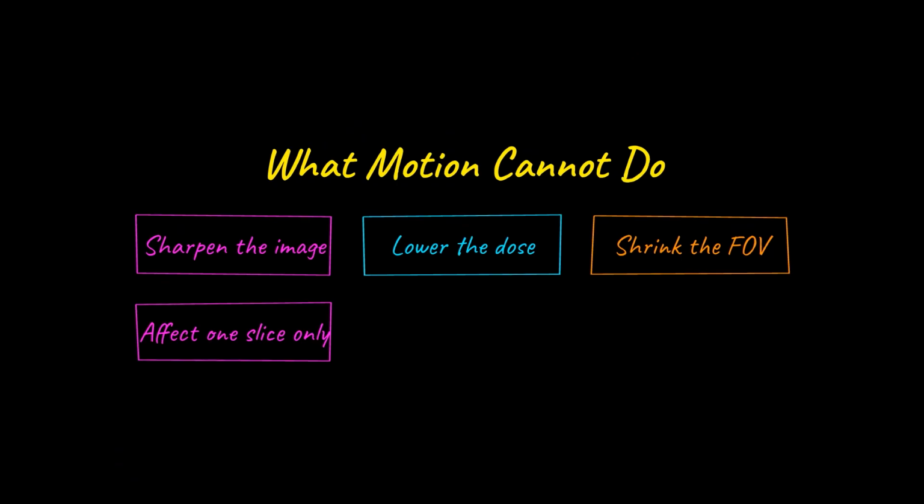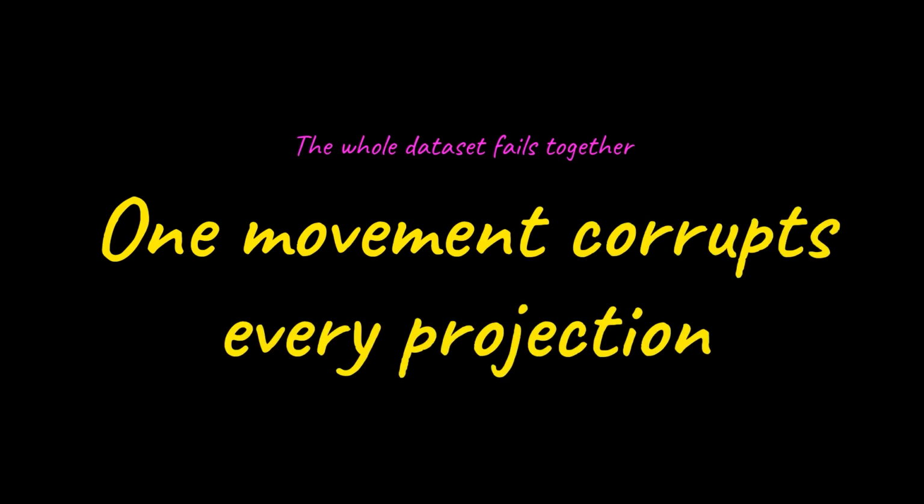And unlike conventional CT, motion never stays confined to a single slice. Because CBCT reconstruction depends on every projection agreeing about where structures are, even a small shift partway through the scan can ruin the entire volume. The only fix is to rescan with the patient fully still.